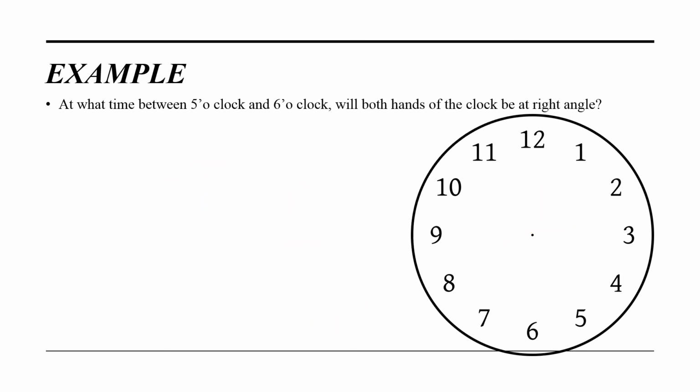Need to find at what time between 5 o'clock and 6 o'clock both the hands of the clock will be at right angle. For that, first you need to draw the position of the minute hand and hour hand here. At 5 o'clock, the minute hand exactly points towards 12 and the hour hand exactly points towards 5. Right angle means the difference between the minute hand and hour hand is 90 degrees. We have to find that time.